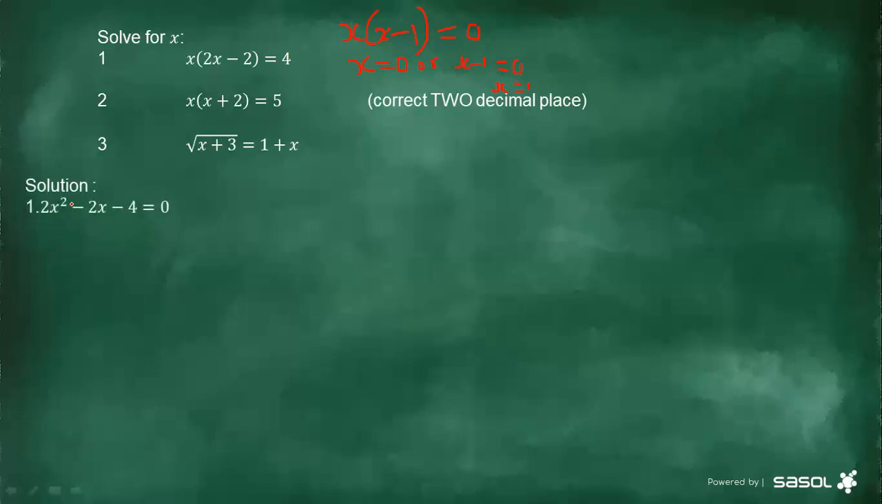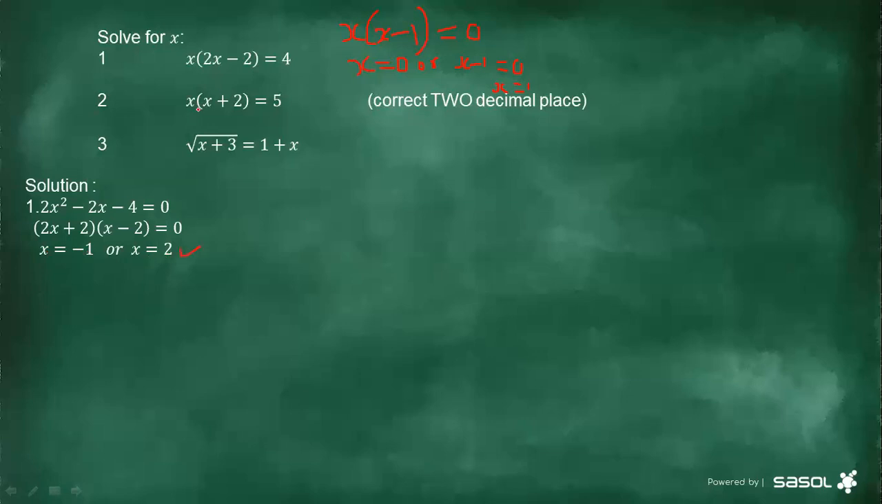You can see we have opened the bracket, we have 2x squared minus 2x minus 4 equals 0. Then we just have to get the factors. These are the factors of that. And after getting the factors, you just solve for the value of x. The first one is x equals negative 1, or x equals positive 2.